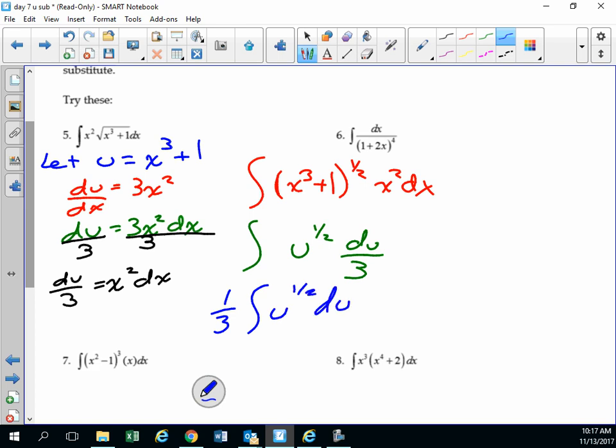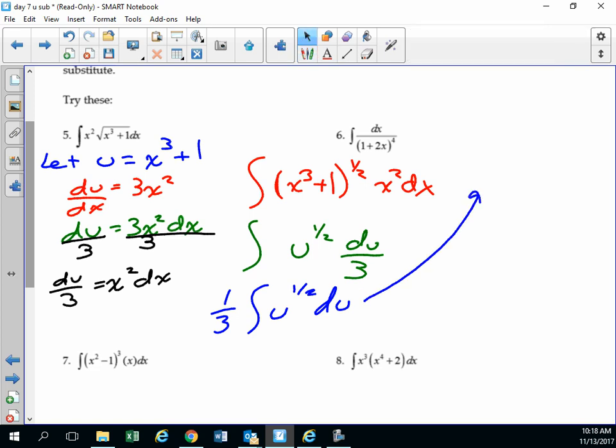Can you go straight to the blue? For some of you, yes. Most of you know, but some of you can go straight to the blue. If you need green, write the green out, and then pull out the 1/3. And now I'm actually going to integrate. 1/3 hangs out.